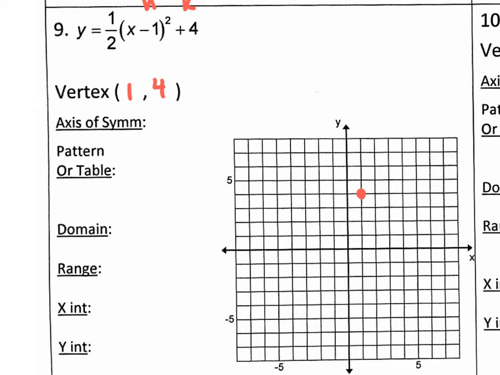Let's now draw our axis of symmetry right through it. All this is easy stuff. The axis of symmetry is the equation x equals the x value of your vertex, which is 1.